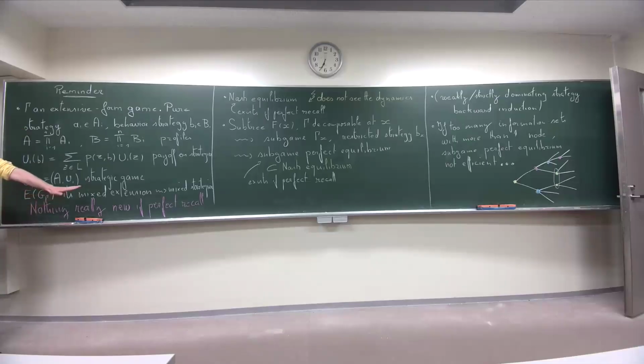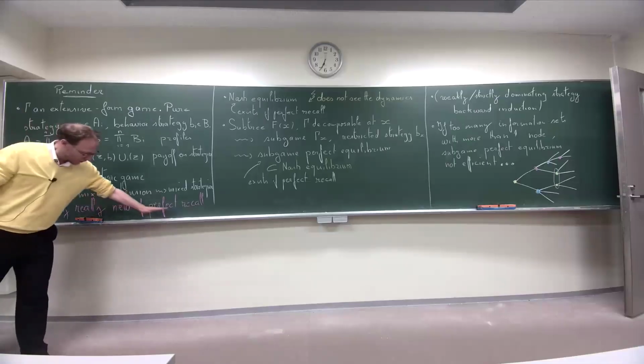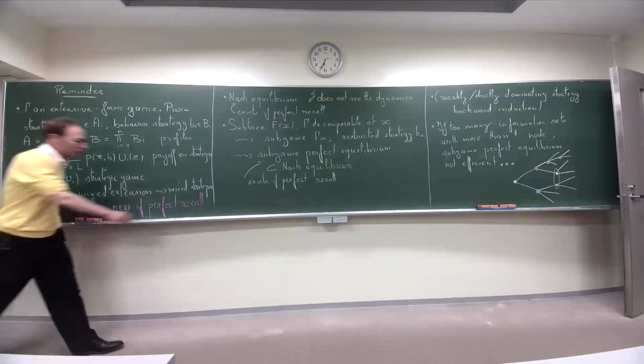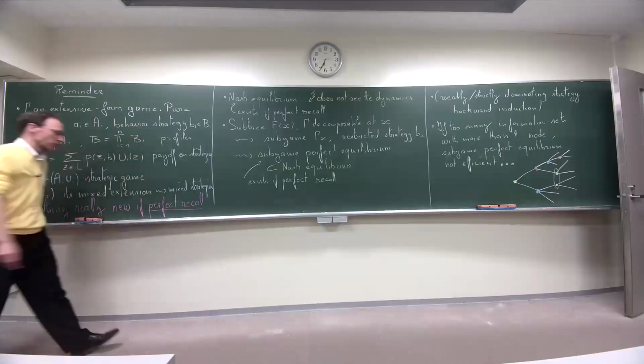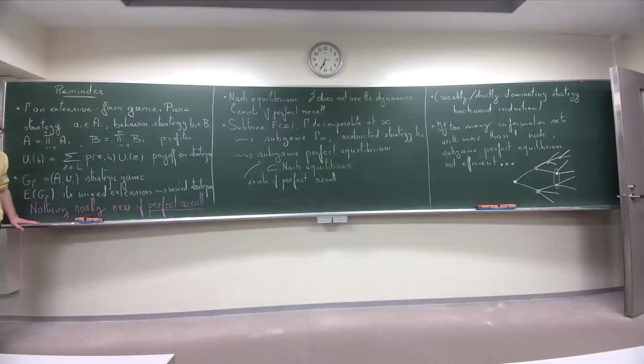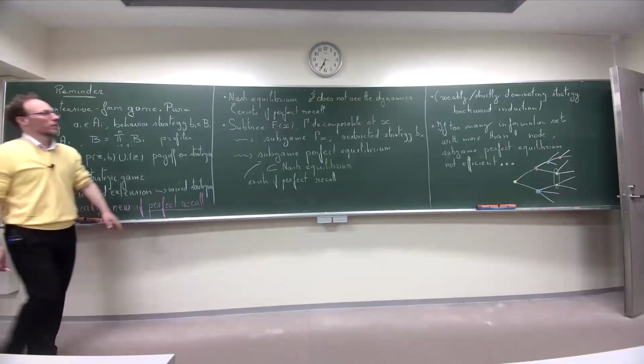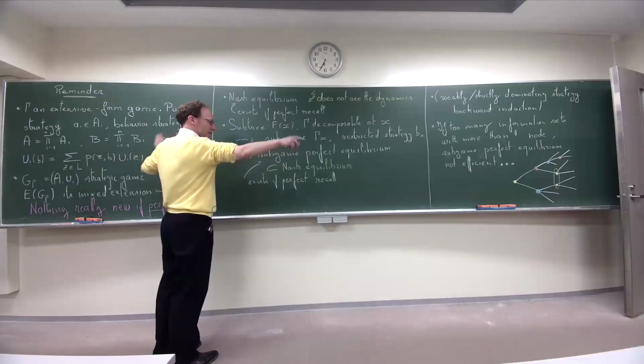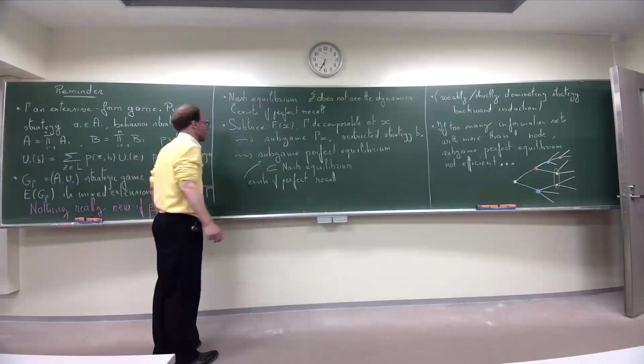However, if the game has perfect recall, and I introduced what it means, you do not lose your memory, then mixed strategies and behavior strategies can be identified. So you don't really have something new as long as you have this perfect recall, and this is a result which is called Kuhn's theorem. So I encourage you to do a small graph and try to see what these objects are.